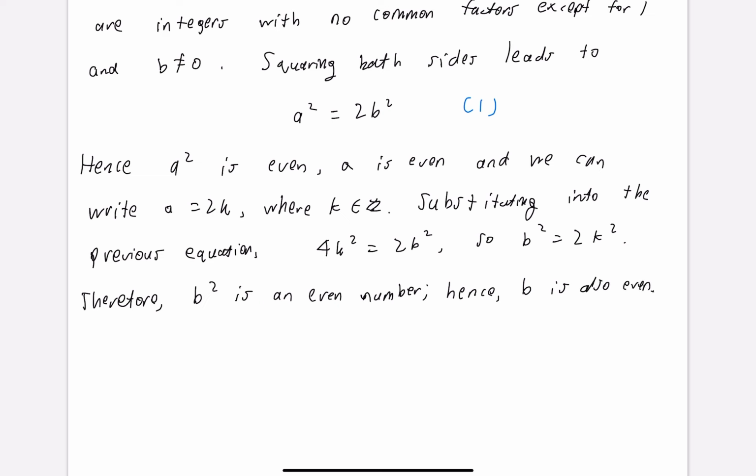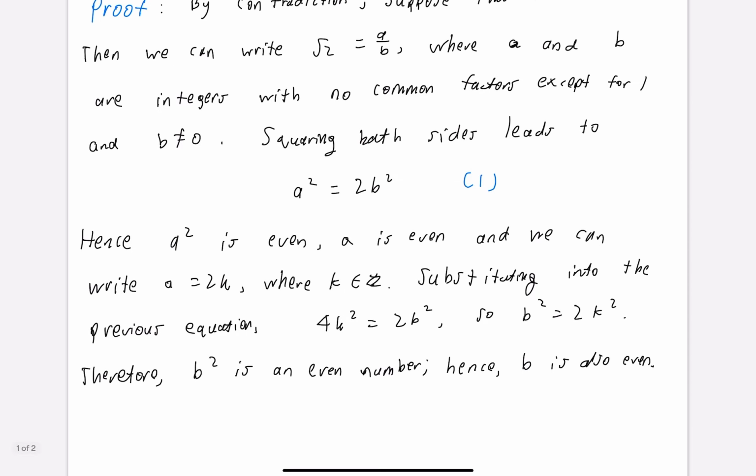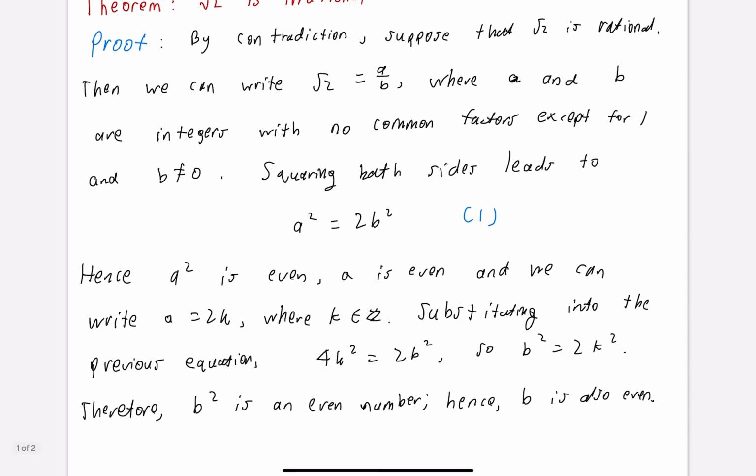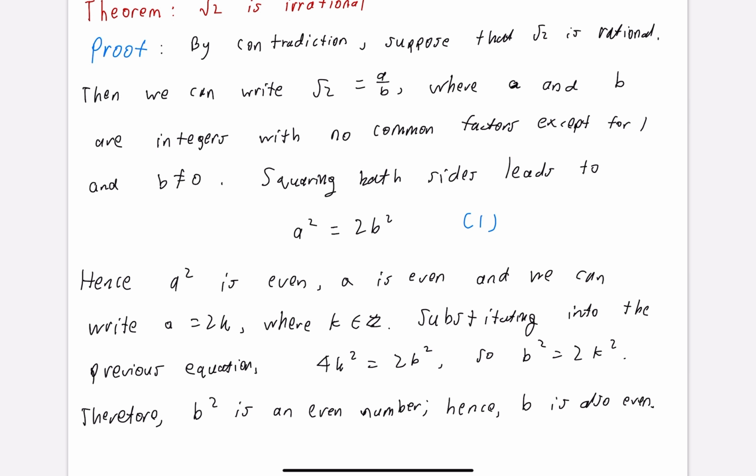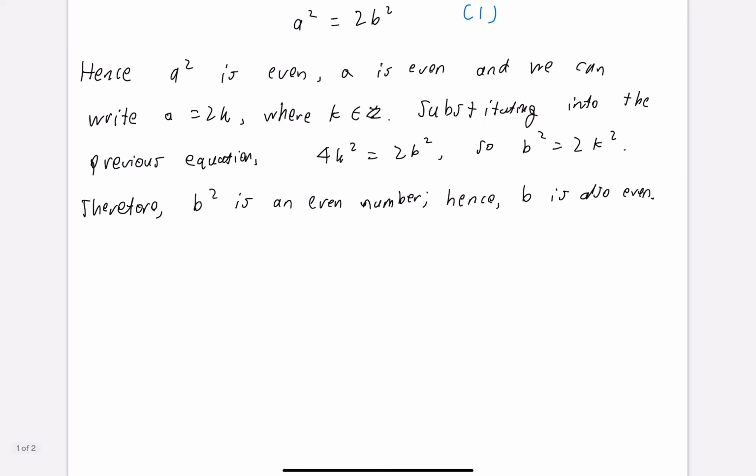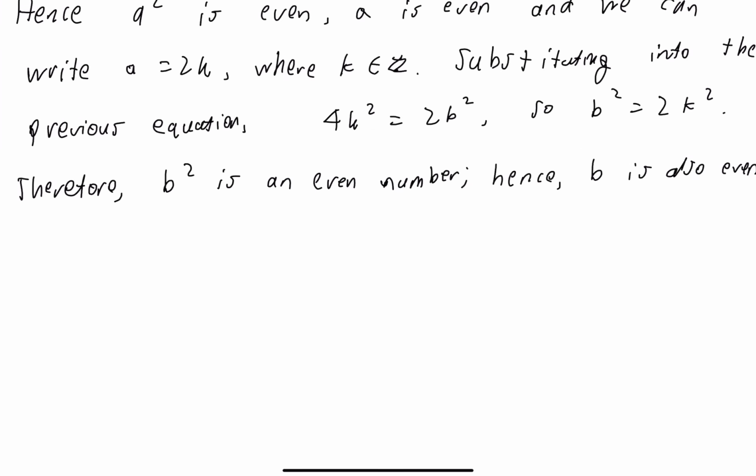So what have we just shown? We've so far shown that a is an even number and that b is an even number. But this is false, because in our proof we assumed that a and b are integers with no common factors except for 1. We've shown that a and b both have a common factor of 2, which is a contradiction. This cannot be true. This contradicts our assumption, so our original statement must be false.